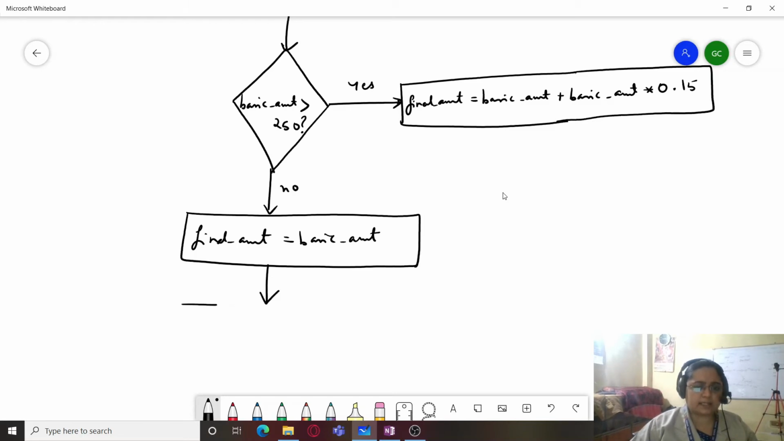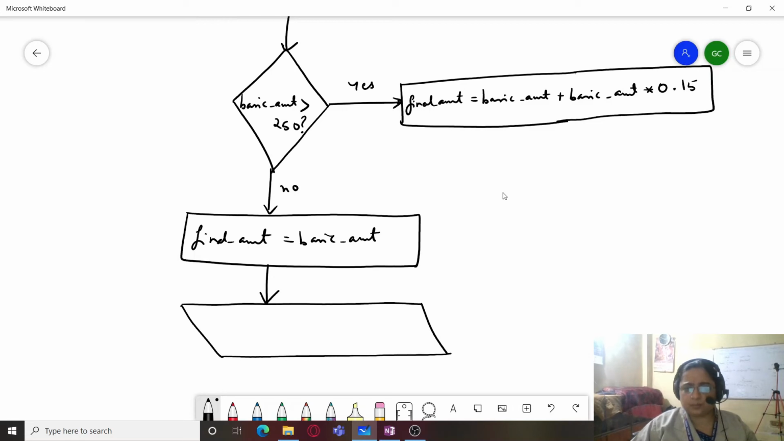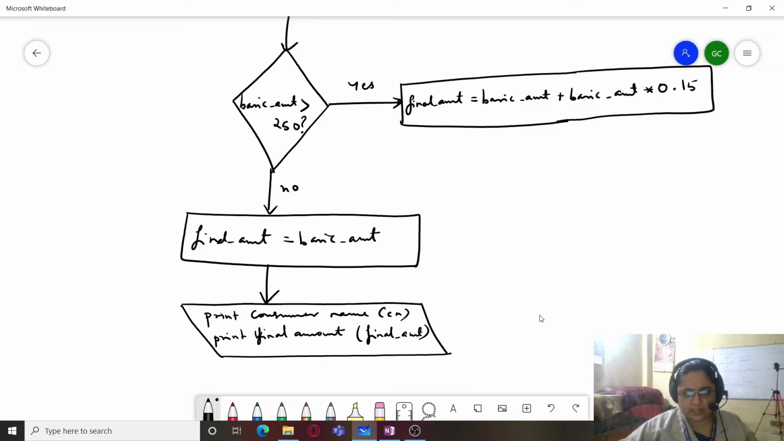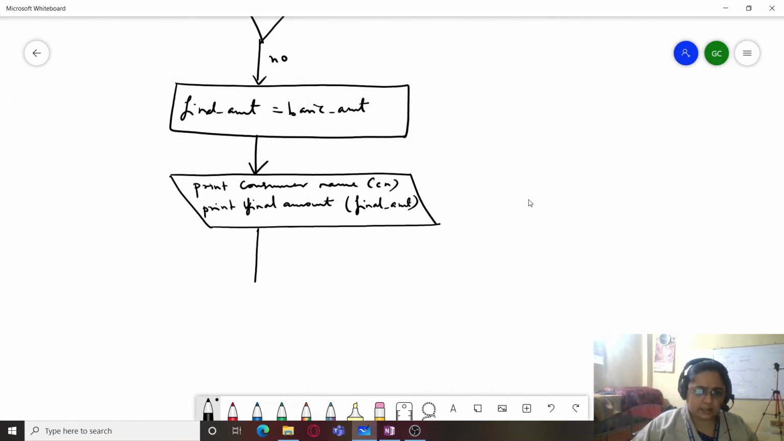Now my next task is, everything has been calculated, decisions taken, so I have to now print the output. So I will be writing here print consumer name, and that is in CN, and print final amount, which is final underscore amount. So print both of that. This is my output and end.